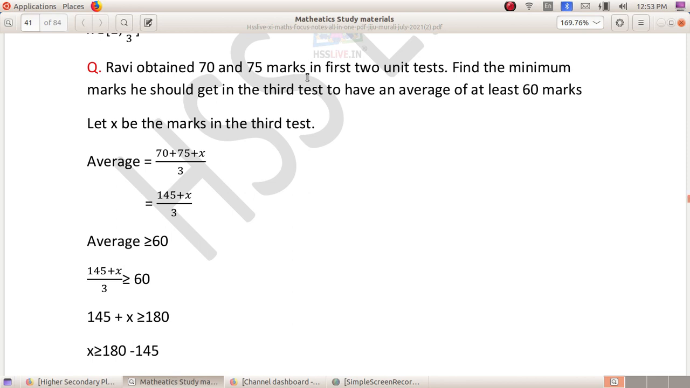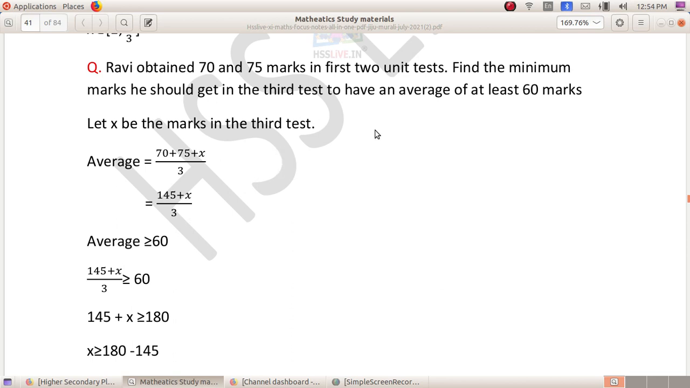Let it be x. Then what about the average of these 3 marks? Average means divide by 3. Average of 4 marks means divide by 4. Average of 5 marks means divide by 5. So in this question there are 3 unit tests. So average means 70 plus 75 plus third mark, let it be x. So 70 plus 75 plus x divided by 3, that is average. That is 70 plus 75, that is 145 plus x divided by 3.